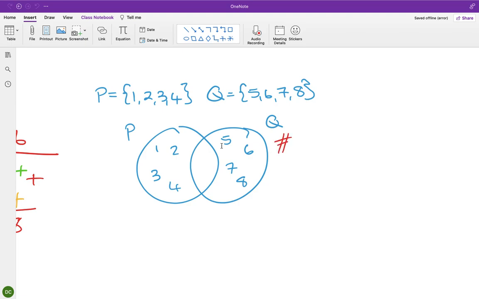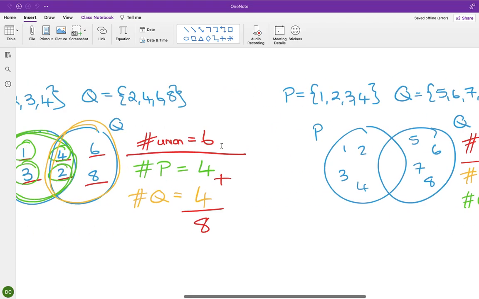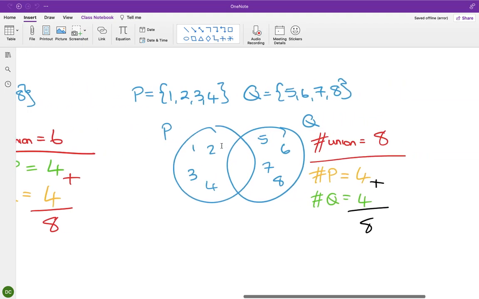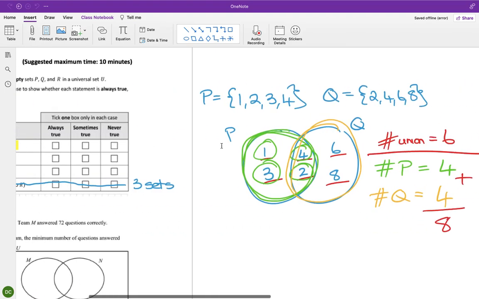Now let's do it. So the cardinal number of the union is 8. What's the cardinal number of P? 4. And what's the cardinal number of Q? 4. So now do they work? Yes. So if there's an intersection, it doesn't work. But if there's no intersection, it does work. So it's sometimes true.